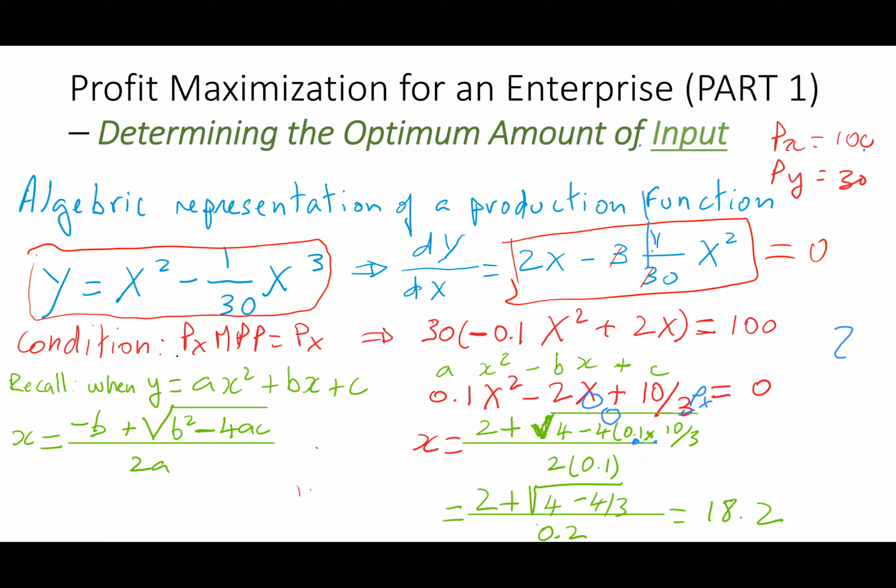We're looking for this condition here, where price times marginal product equals price. That is the optimization condition. And that's for the profit function, right? The profit optimization condition is this one.